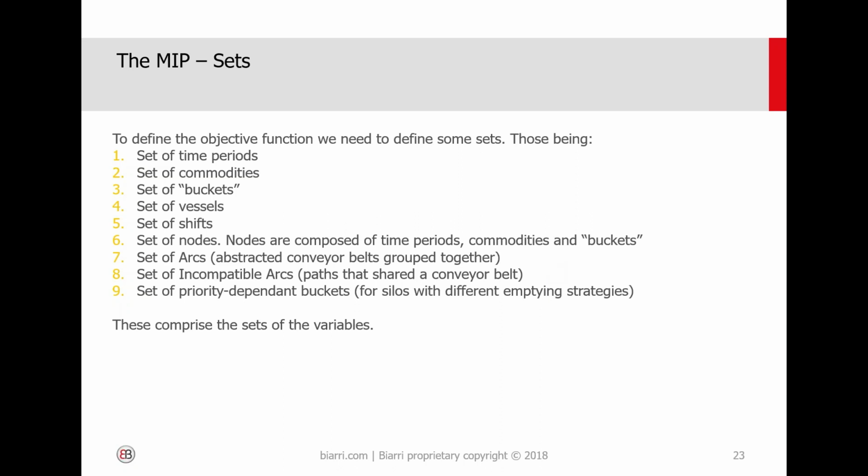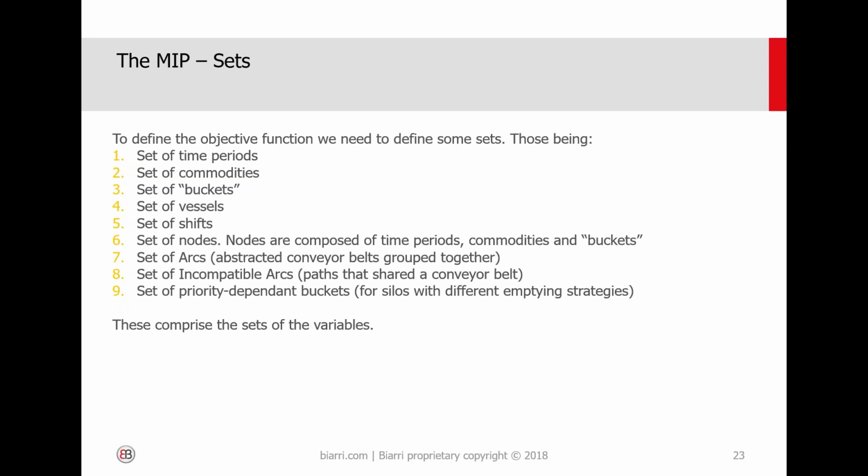We also had a set of incompatible arcs, and that's around that path shared by a conveyor belt, as I mentioned earlier. If path from B to A to B is being used, we can't use path from C to B if it shares a conveyor belt. And then there was a really interesting final aspect to this, and that aspect was priority-dependent buckets. Priority-dependent buckets was around the idea that some of the silos or the bulkheads or the annexes had special properties where what you could do is you could deplete or remove a large portion of grain from them, right down to perhaps 10% capacity.